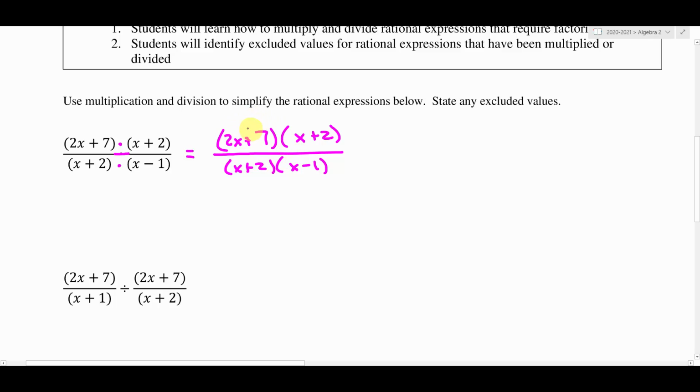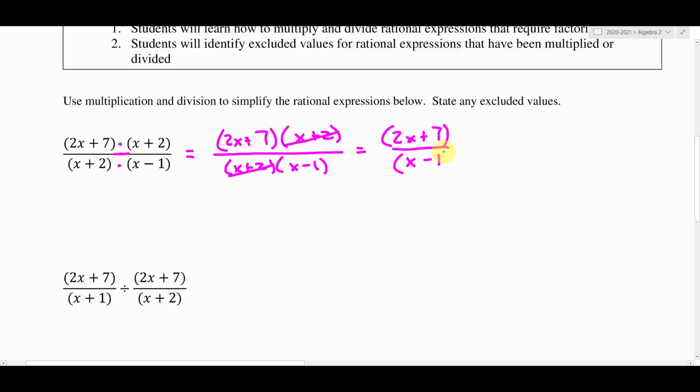So I look at the top, I see a 2x plus 7. Then I look in the bottom. I do not see a 2x plus 7 down here, so 2x plus 7 is not going to cancel with anything down here. I see an x plus 2 in the top, so I look in the bottom, and there's an x plus 2 here, so this x plus 2 and this x plus 2 can cancel out. And what's left is 2x plus 7 over x minus 1. You can keep your parentheses around those.